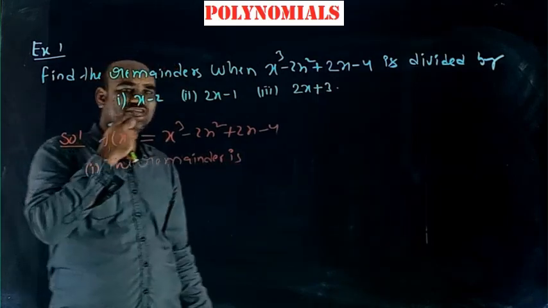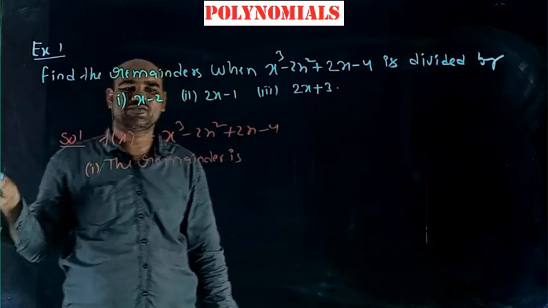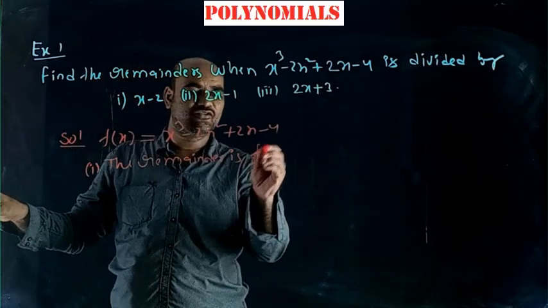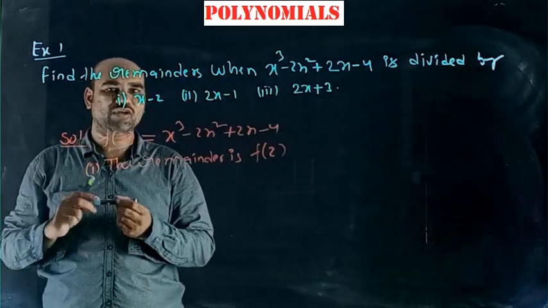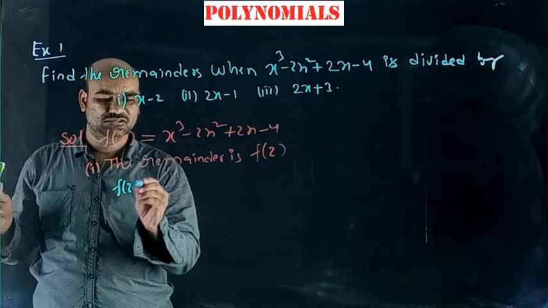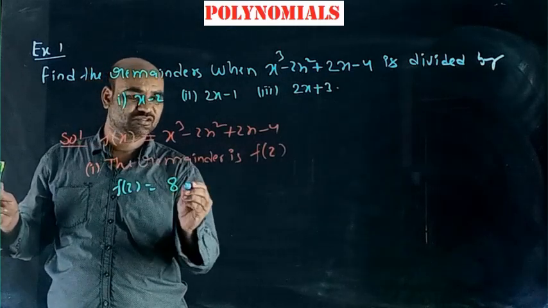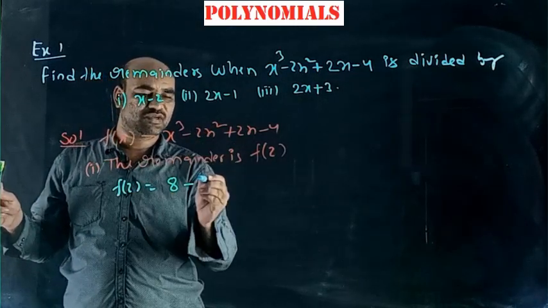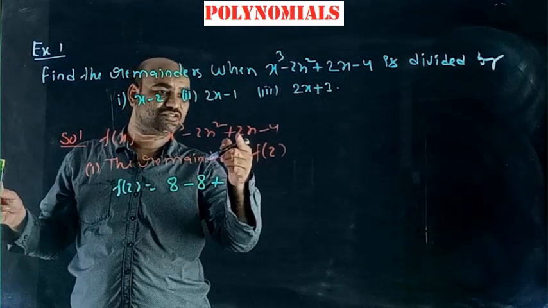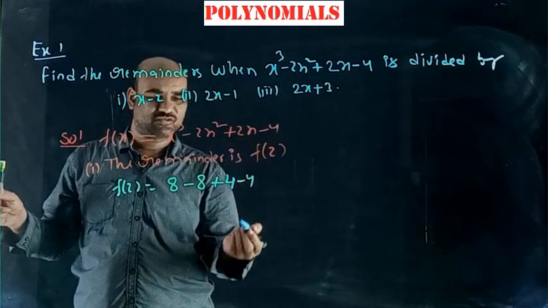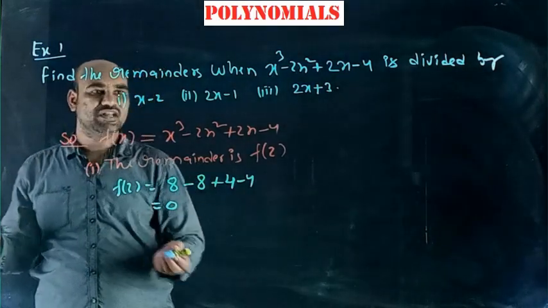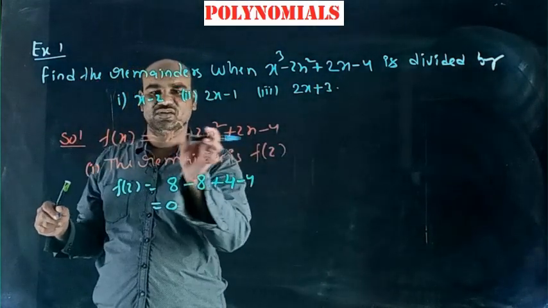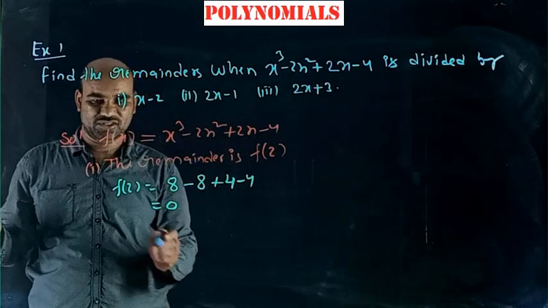Already you know that f of x divided by x minus a, the remainder is f of a. So the remainder is f of 2. Just we need to find f of 2 value. F of 2: 2 cube 8, minus 2 square 4, 2 twos are 4, minus 8, plus 2 twos are 4, minus 4, cancel, 0. Okay. So remainder is 0, means this function is exactly divisible by x minus 2.